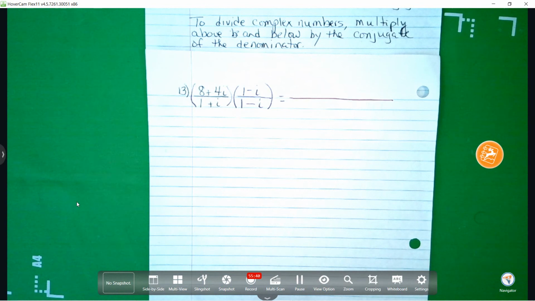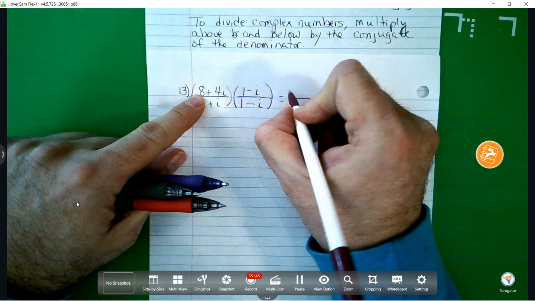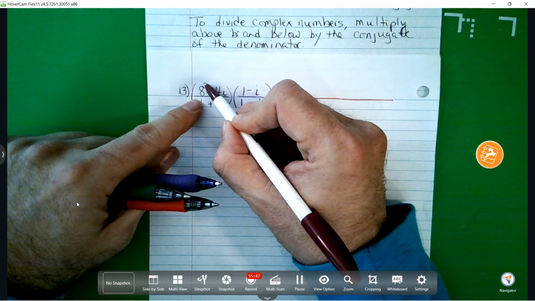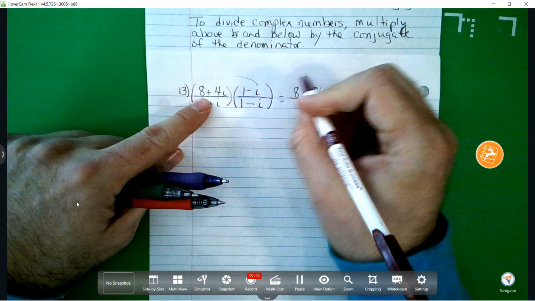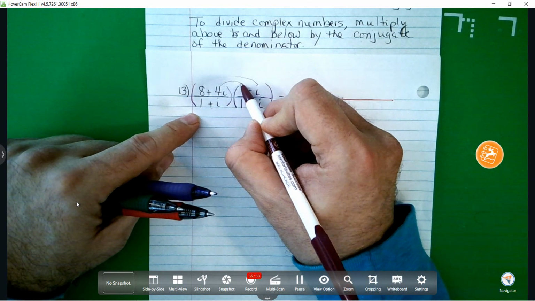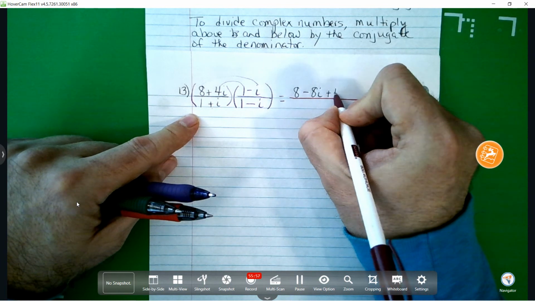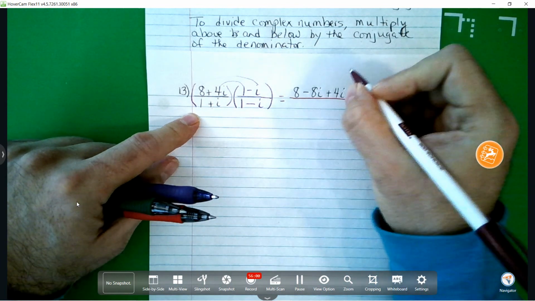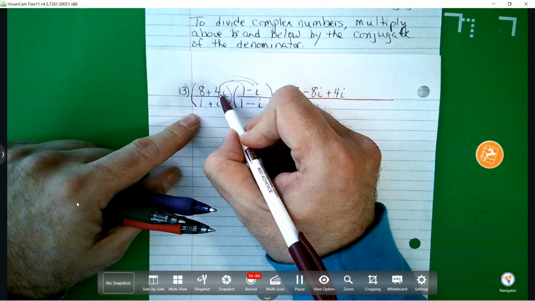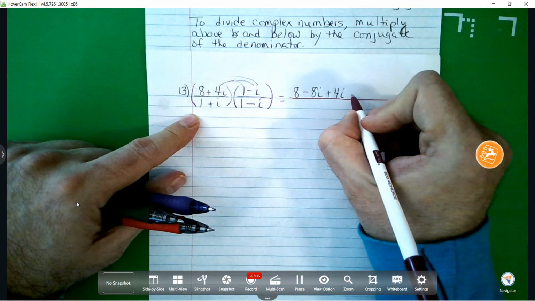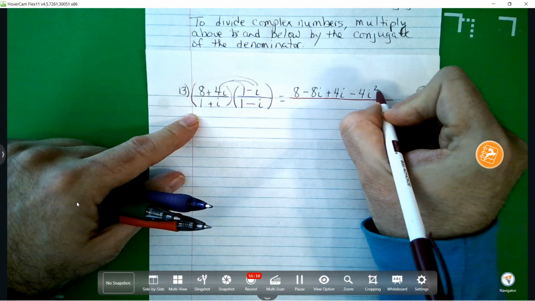Foiling the top, we'd have 1 times 8, 8. Then a minus 8i. And is this going to be the inner one? Would that be a plus 4i? And then the last, watch out, here's where you get an i squared. 4i times a negative i. Is that going to be a negative 4i squared?